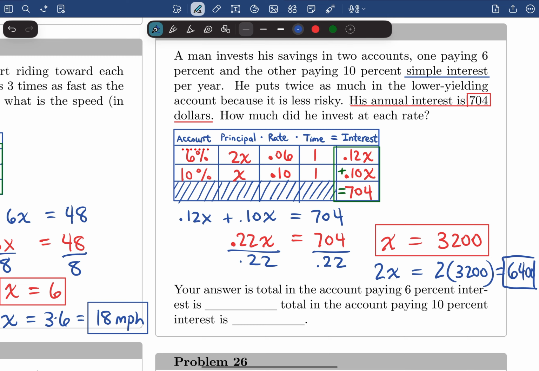In other words, $6,400. Okay, so let's write our final answer, and we need to make sure not to accidentally swap the two answers. Your answer is total in the account paying 6% interest. Well, the 6% interest account was the larger amount, and that was the $6,400 that went into the 6% account. And the amount going into the account paying 10% interest, well, that was the $3,200 that we originally found. Great.